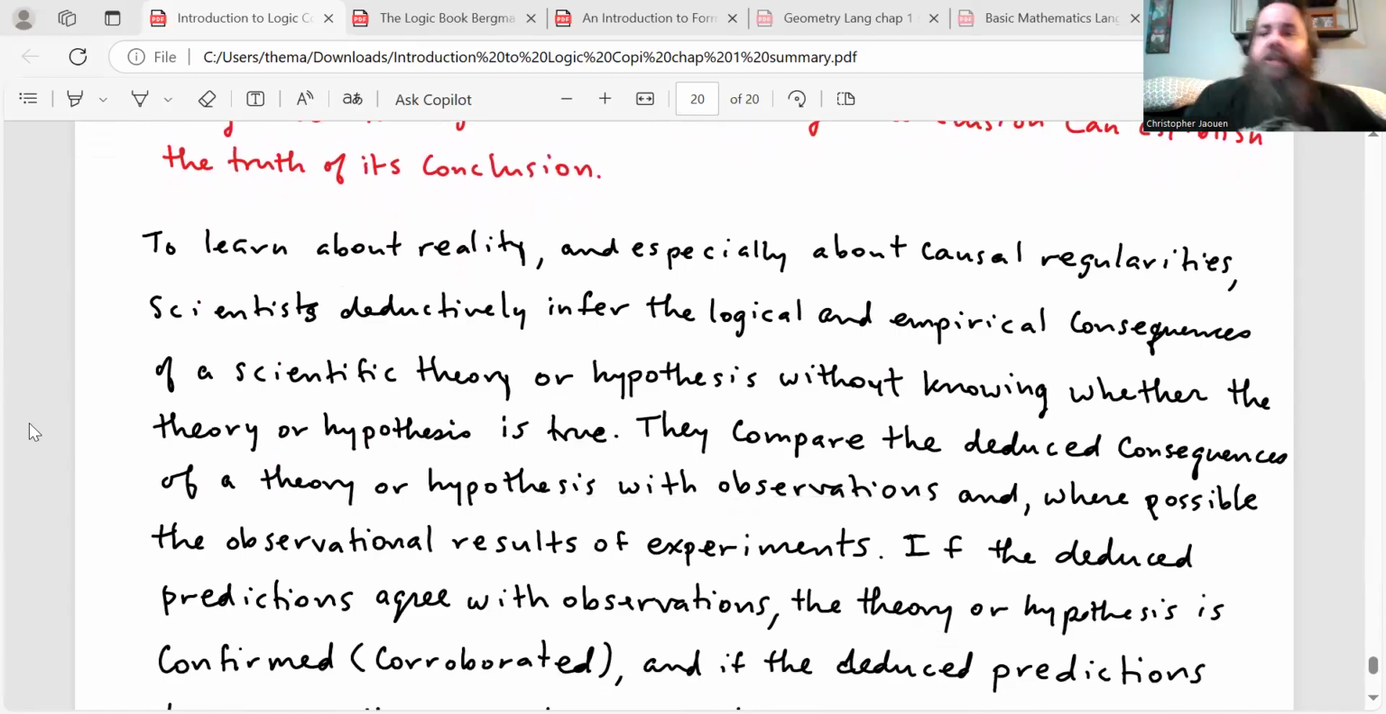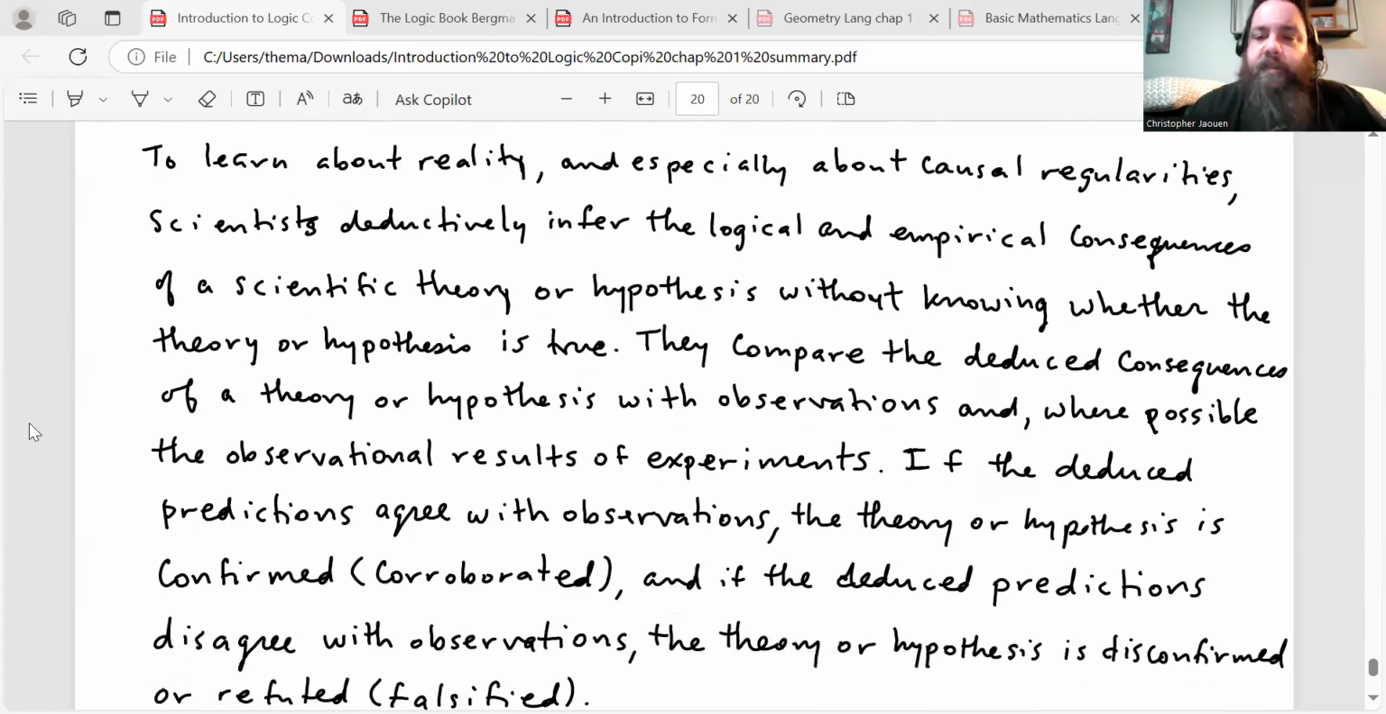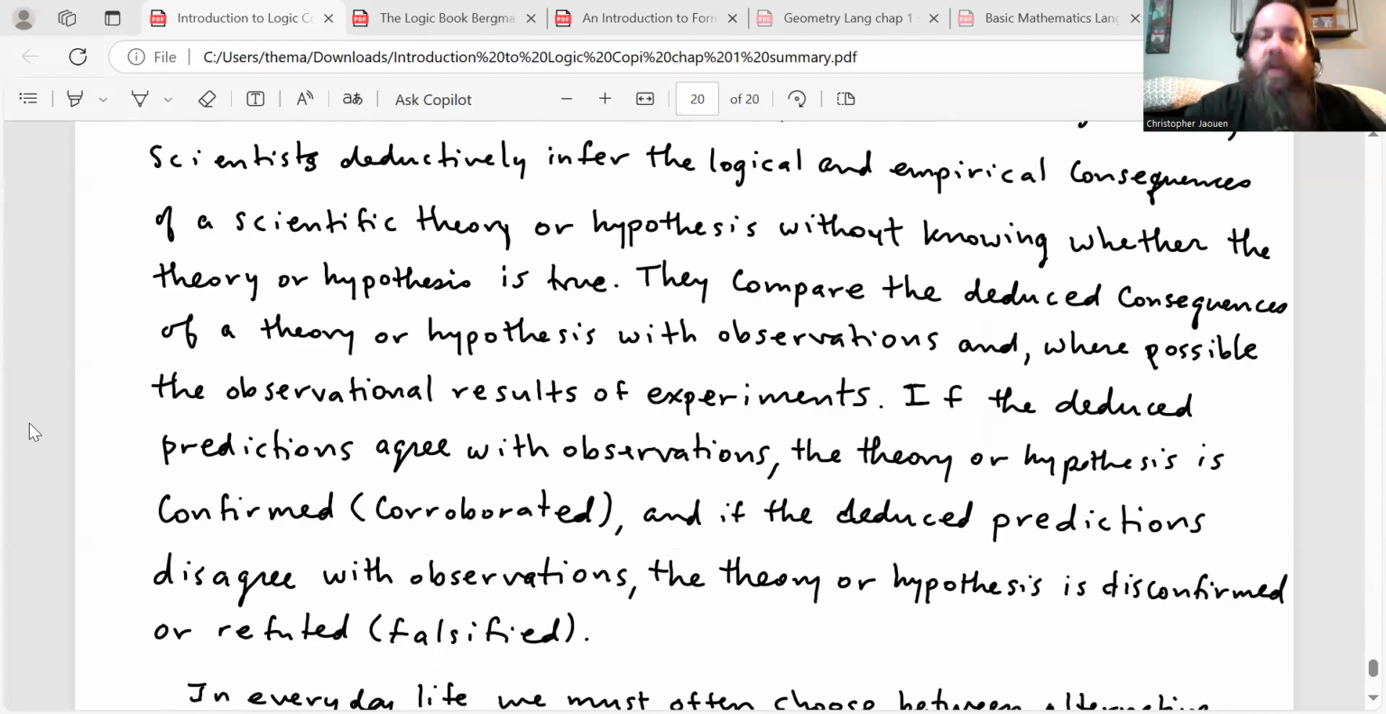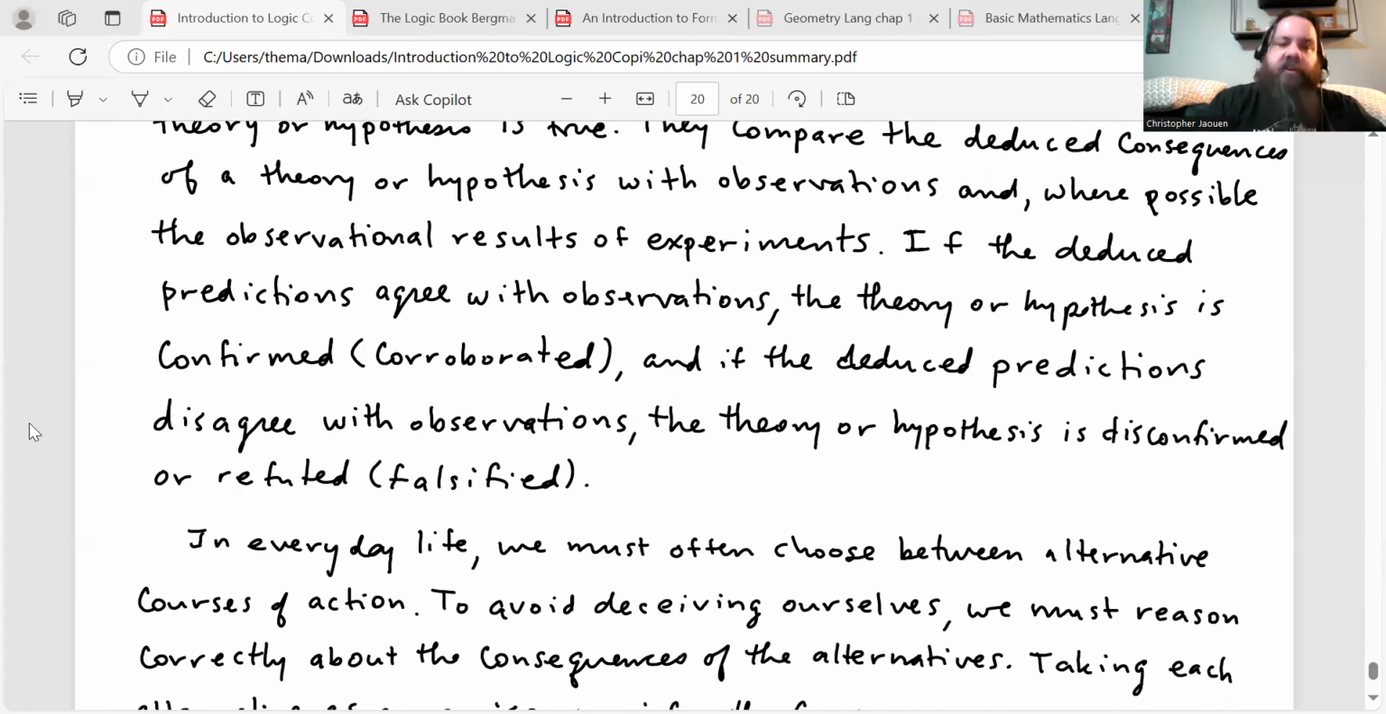To learn about reality and especially about causal regularities, scientists deductively infer the logical and empirical consequences of a scientific theory or hypothesis without knowing whether the theory or hypothesis is true. They compare the deduced consequences with observations and, where possible, the observational results of experiments. If the deduced predictions agree with observations, then the theory or hypothesis is confirmed or corroborated. And if the deduced predictions disagree with observations, the theory or hypothesis is disconfirmed or refuted. Another word for that is falsified.